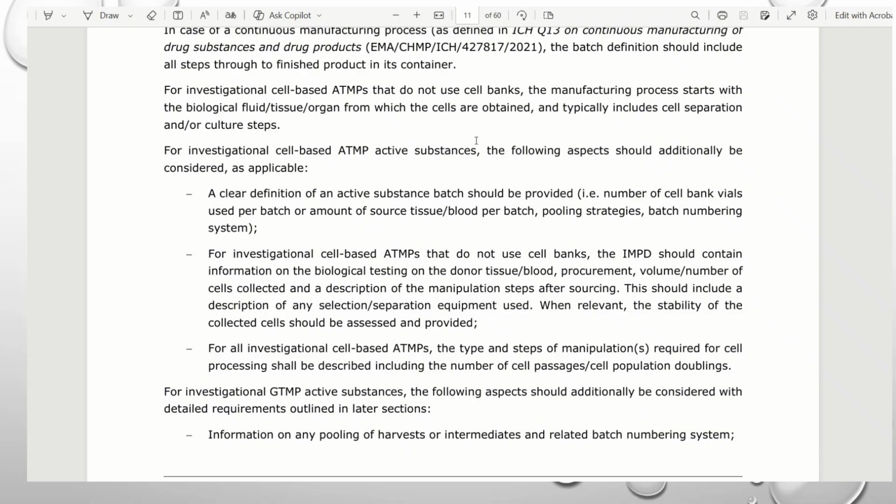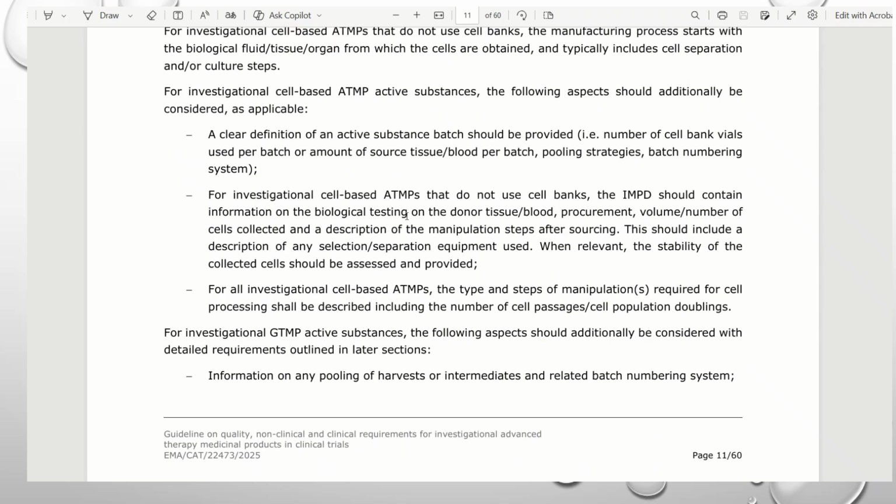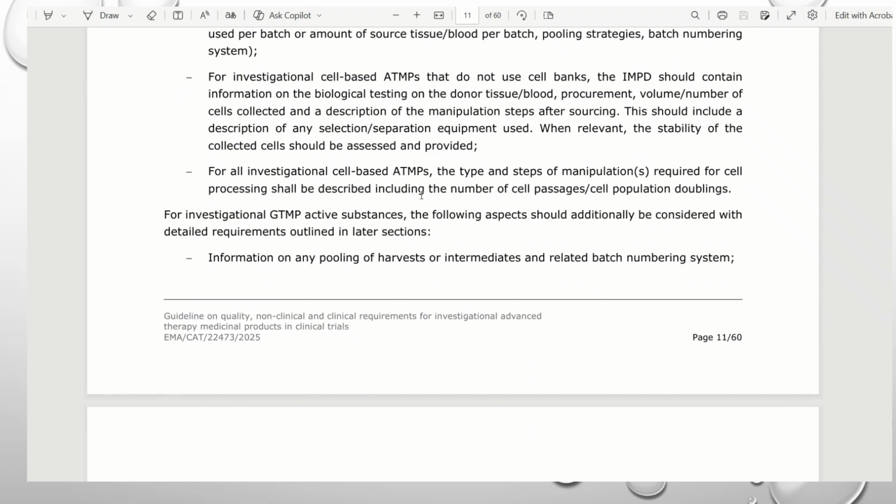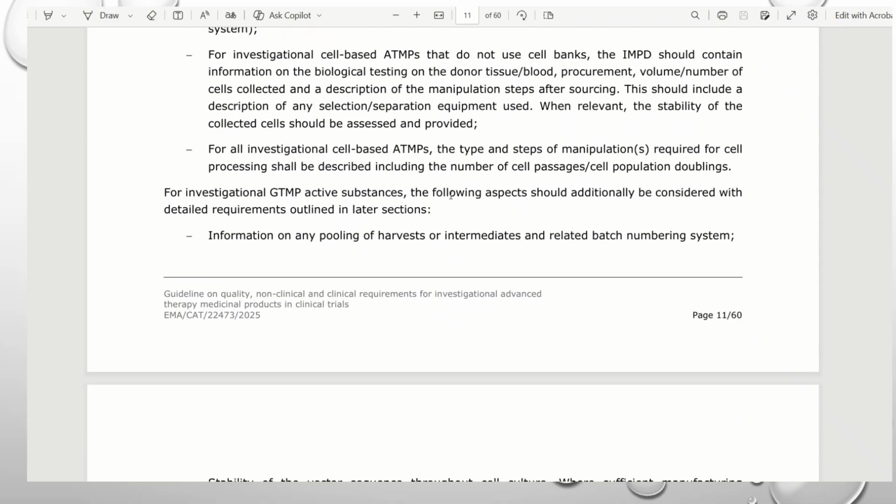These are the different types of... I think I've talked about this, a clear definition of what the active substance is, the use of cell banks, whether or not cell banks are being used, if so, why, if not, what the IMPD should contain. The material should be obtained in compliance with good tissue practice, and this information should be provided in the dossier.